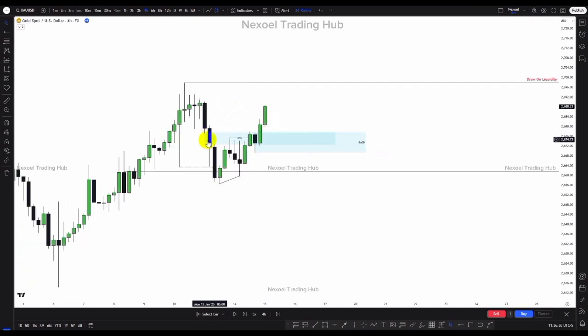So now we can see this fair value gap acting as an inversion fair value gap, and in confluence within that zone is this bullish order block. You get it, guys? So that's another strong confluence.